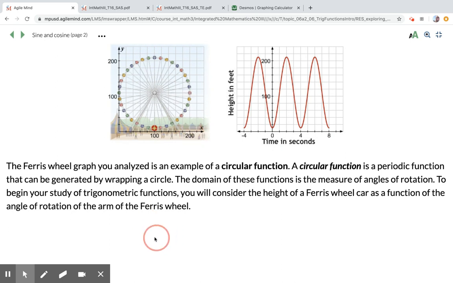So the domain of these functions can be measured in the measure of the angles of rotation, right? You know that all the way around a circle is 360 degrees. You've done that before. That's not a surprise to you.